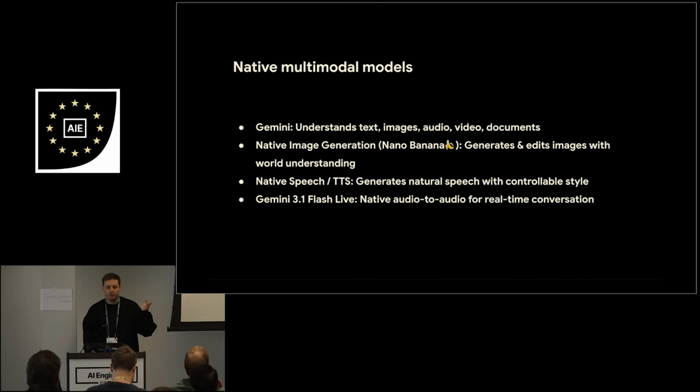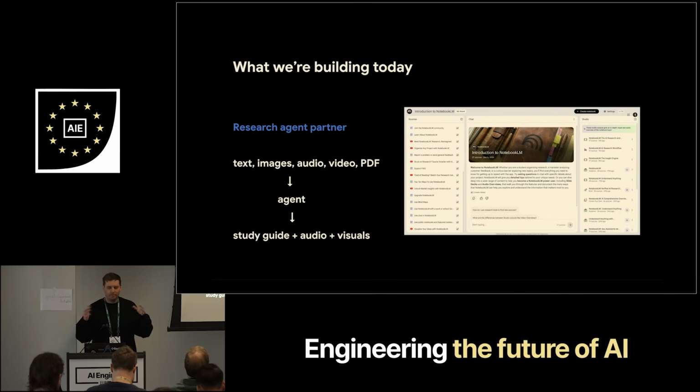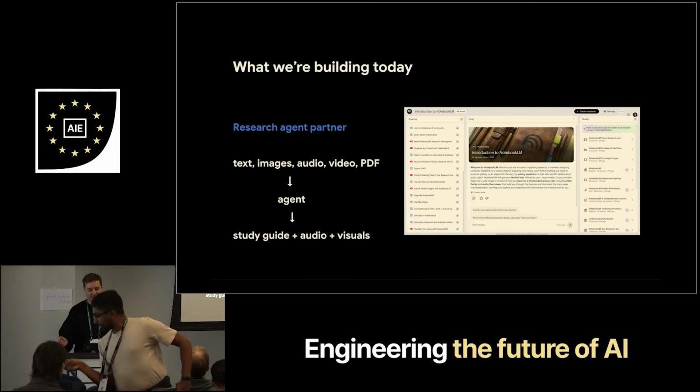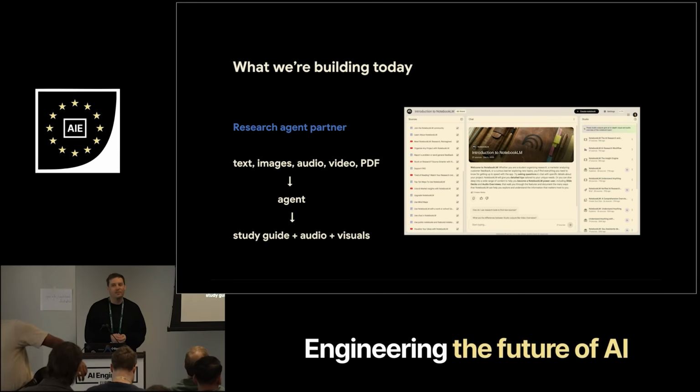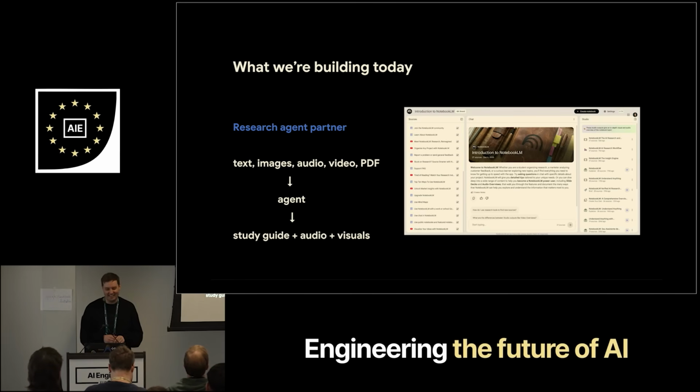So I want to focus on 4 things, 4 models: the multimodal understanding with Gemini, native image generation, native speech generation, and then also, if we still have time, a little bit about the Live API. And then build something together, or at least give you the building blocks, how you can build this, a little NotebookLM clone. Who has used NotebookLM before? Oh, almost everyone. Okay, so I don't think I have to explain it.